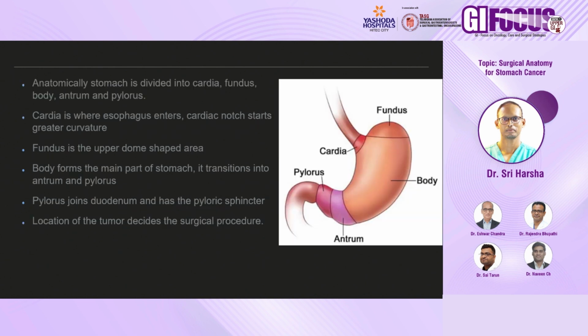So anatomically, the stomach is divided into 5 parts: the cardia, the fundus, body, antrum, and pylorus. Cardia is where the esophagus enters the stomach, the GE junction starts. And fundus is the upper dome-shaped area which lies above the horizontal line drawn from the cardia. And the body forms the main part of the stomach and it transitions into the antrum and pylorus. Pylorus joins the duodenum and has a pyloric sphincter.